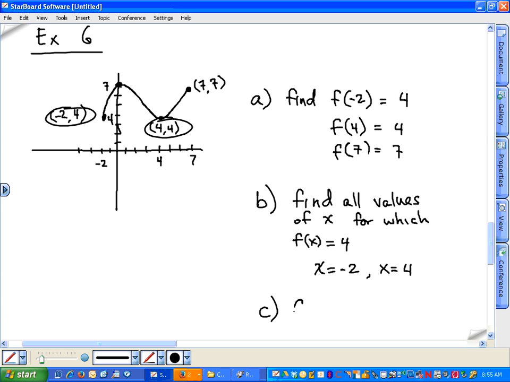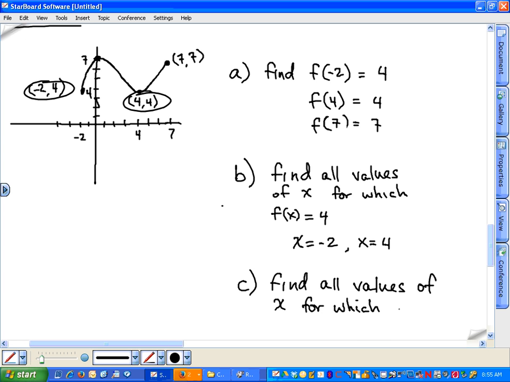All right. Find all values of x for which f of x is greater than 4. Intervals, yep, these are intervals. Find all values of x. There are tons and tons and tons of values of x for which f of x is greater than 4. So rather than listing them separately, we are going to do it in an interval.